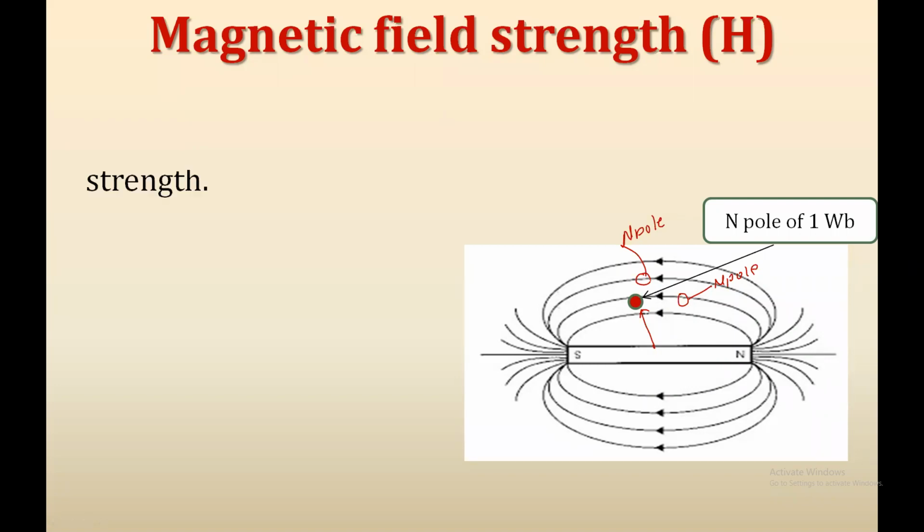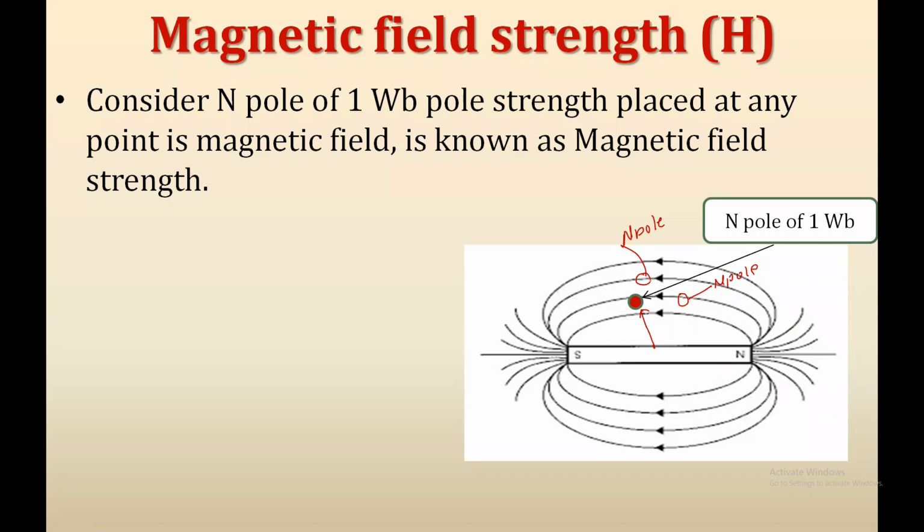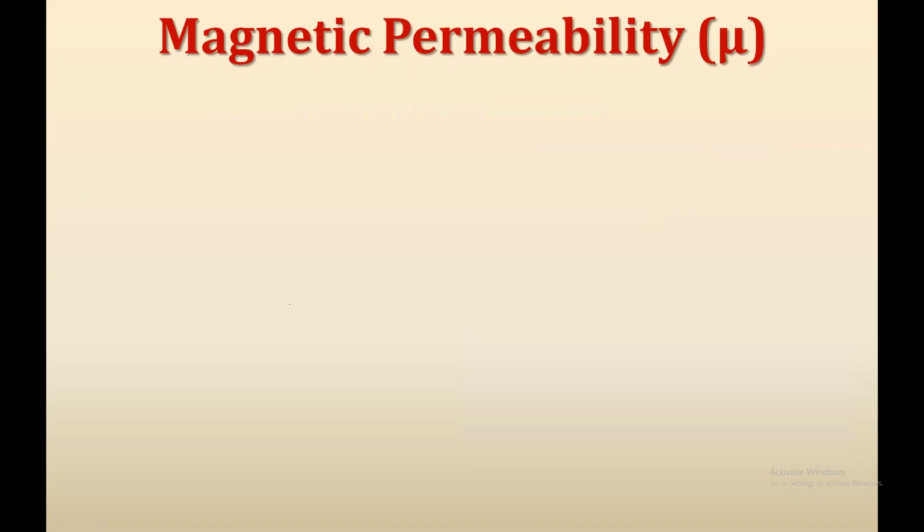Yes, sir. Okay, so an N pole of 1 Weber pole strength placed at any point in the magnetic field experiences a force known as the magnetic field strength. Look at how the unit is decided: it is the force acting on that point, so the unit is Newton per Weber, but the SI unit is ampere per meter. So you have to remember both units here. Okay, now the next term is magnetic permeability.